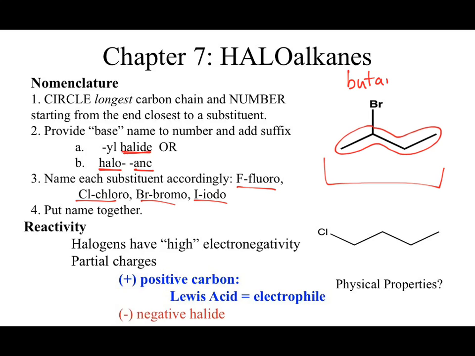So our base name would be butane. In that case, we're saying the carbon is our more important thing. We're going more traditional naming here. What's our substituent? Where is the bromo? Put it together and we get 2-bromobutane.